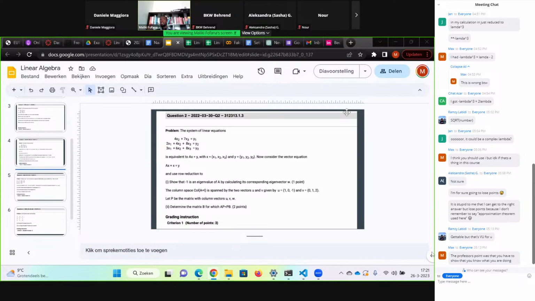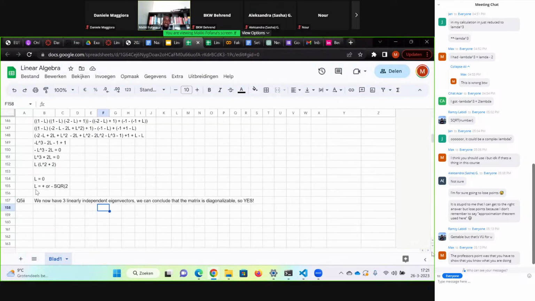Yes. So in case our answer was lambda is 0 and lambda is 2, I'm just saying something. Let's say we have lambda 0, lambda is 2, and lambda is 2, so we know they are not distinct. Then we could say it was not diagonalizable because we could not have 3 linearly independent eigenvectors from it.